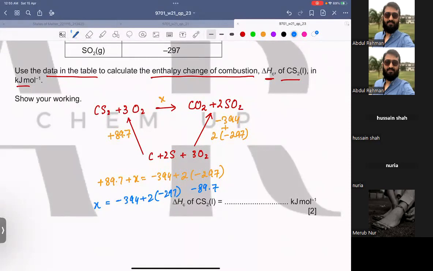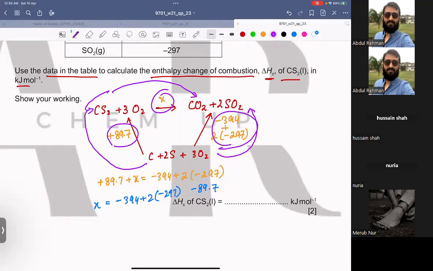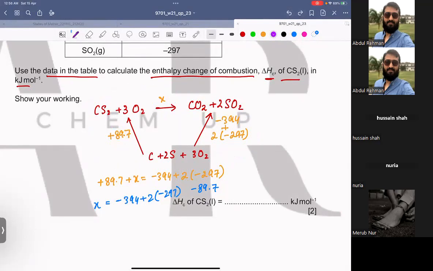Can anybody solve and tell me the answer? Sir, we don't use the indirect or direct route method here. That's what we did. See, this is the direct route and this is the indirect route. That's why we have added these two and equated with these two. Okay sir. Can anybody tell me the answer?